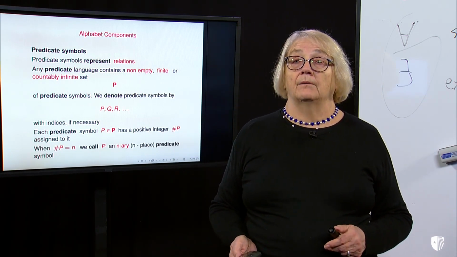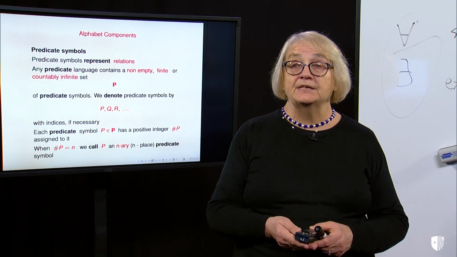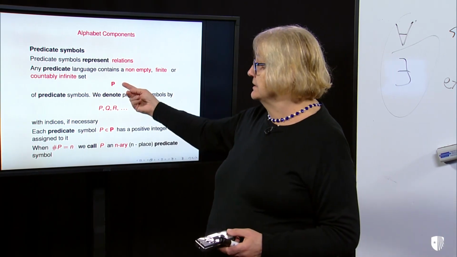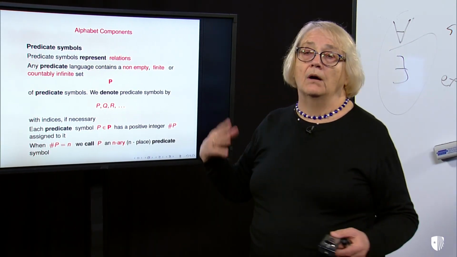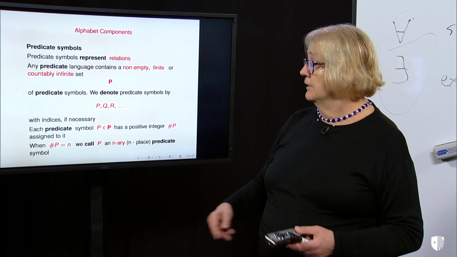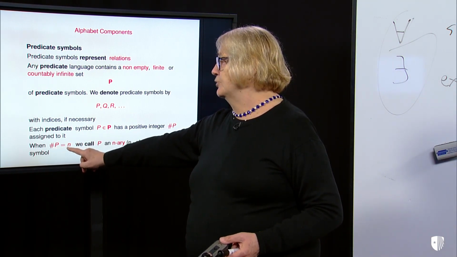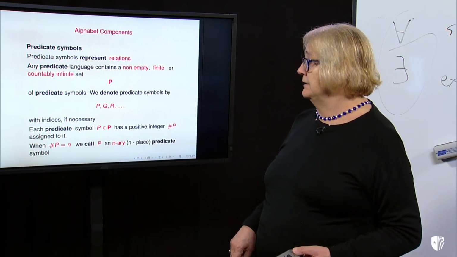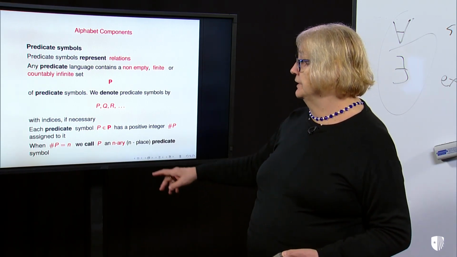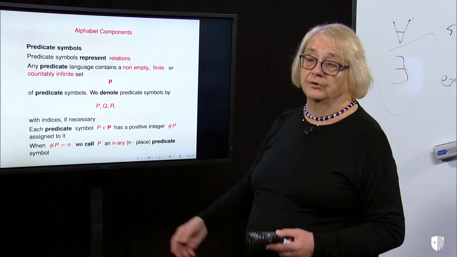And now, predicate symbols, as I said, represent relations, and they form a countably infinite set. We denote them P, Q, R, and so on, and we write P with a number n. This is the number of arguments of the predicate, so we call P an n-ary predicate symbol.